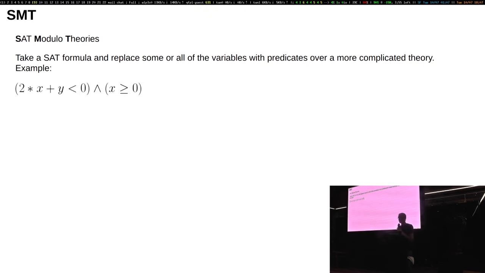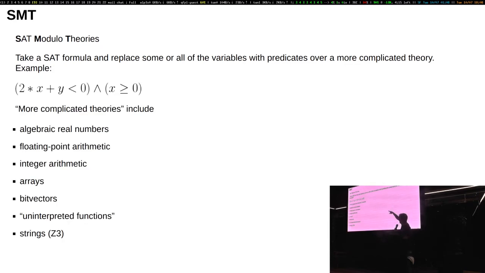So this is pretty similar, but instead of having just Boolean logical variables like A, B, and C, now we're going to replace those variables with some predicate, some expression that evaluates to a Boolean. And that expression may be based on some more complicated theory than Boolean logic. In this case, our more complicated theory may be integer arithmetic, or real number arithmetic, or floating point arithmetic.